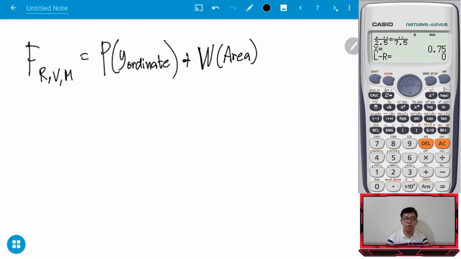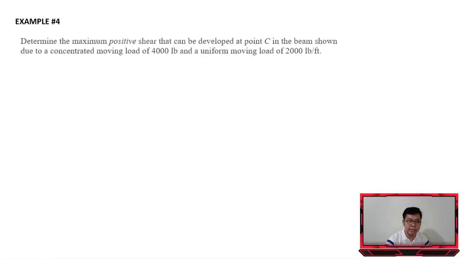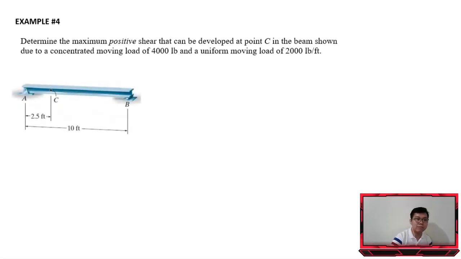So, let's try to check. Paano natin gagawin to? Now, let's check this problem. Example pa. Sa problem na to, tingnan nyo yung tanong: determine the maximum positive shear that can be developed at point C in the beam shown due to a concentrated moving load of 4,000 pounds and a uniform moving load of 2,000 pounds per foot. Okay? So, paano kaya natin yung gagawin, no?